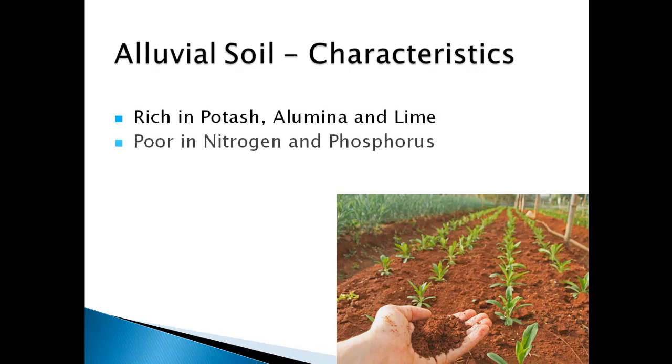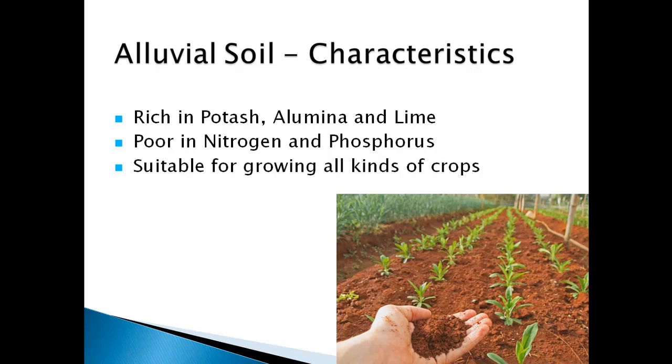It is rich in potash, alumina, and lime. It is poor in nitrogen and phosphorus. Farmers incorporate nitrogen and phosphorus in two ways. One is chemical fertilizer and the second is compost, or you can say green manure. At times they grow leguminous plants along with the main crop to support nitrogen in the soil. It is also suitable for growing all kinds of crops.